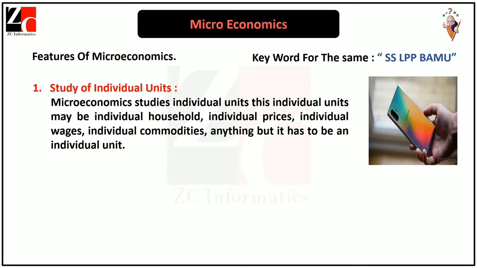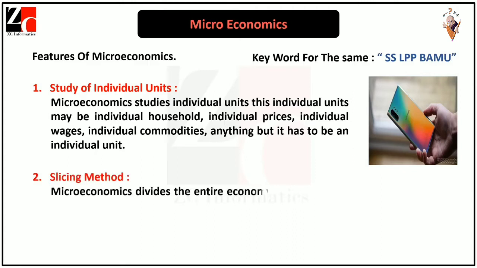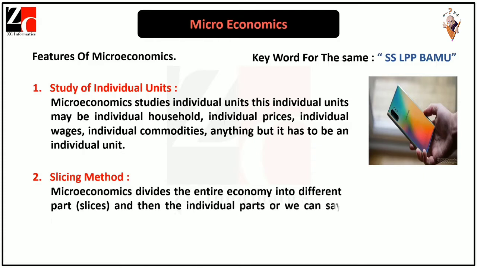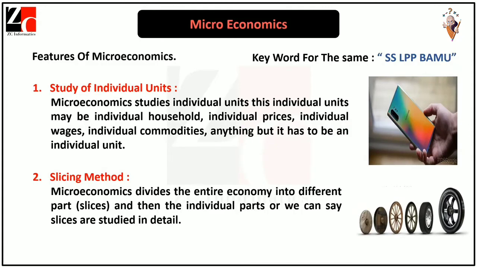Point number 2. Slicing method. Microeconomics divides the entire economy into different parts, that is slices, and then the individual parts, or we can say slices, are studied in detail. Microeconomics splits the economy into small individual units and then studies each unit separately in detail. Thus it is said that microeconomics uses the slicing method.